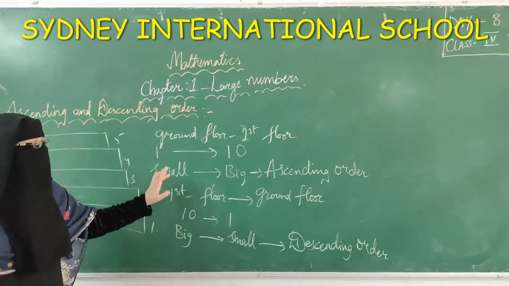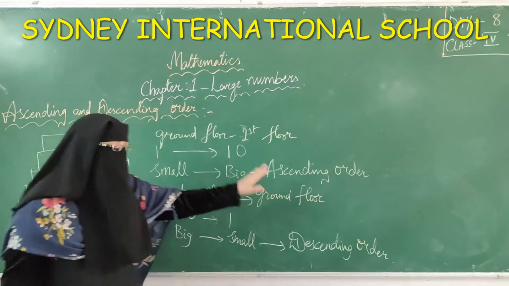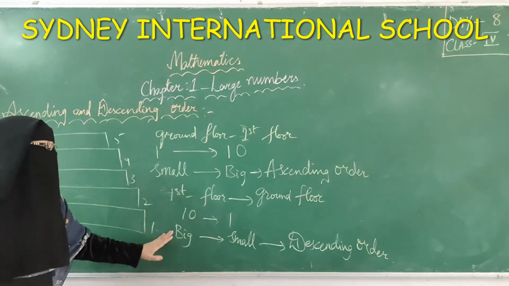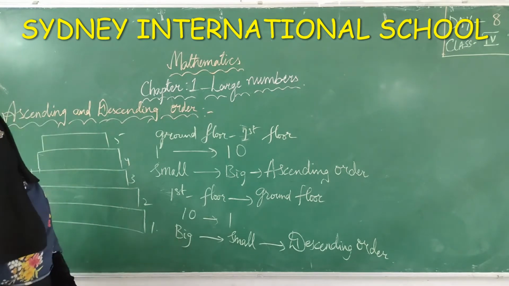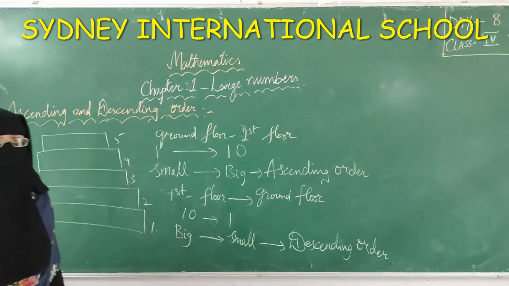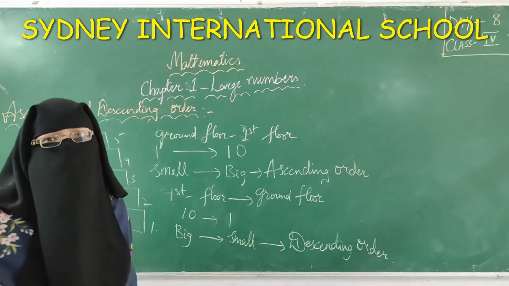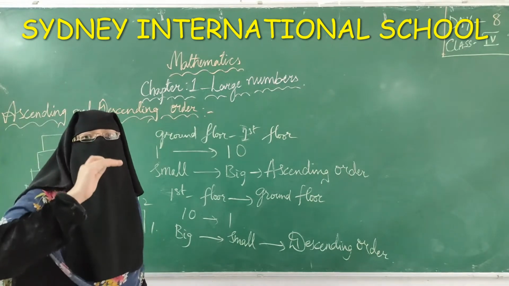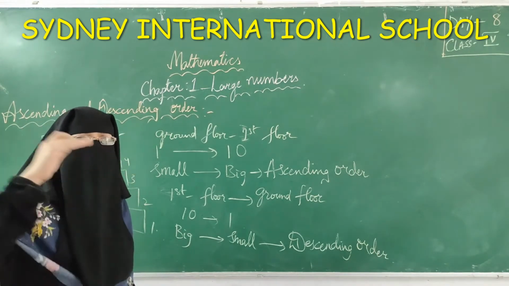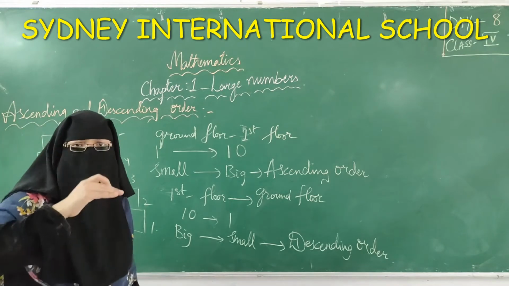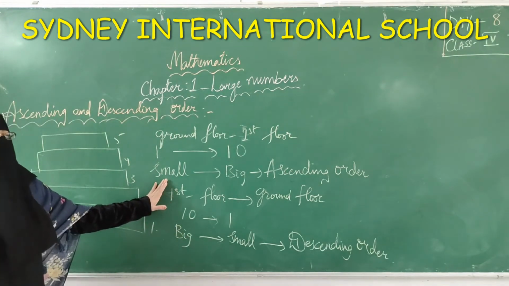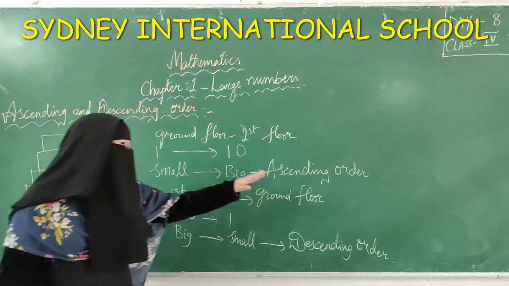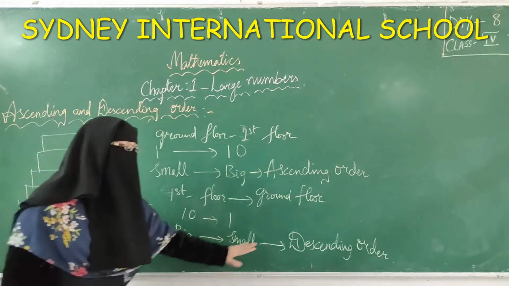Arrangement of numbers from small to big is ascending order, and it can be a number, thing, human being, anything. Okay, in our class also we will arrange the students height wise, right? The ones having more height, we will arrange at the back. The ones having less height, we will arrange first, right? Similarly here also, arrangement of numbers from small to big is ascending order. Arrangement of numbers from big to small is descending order.